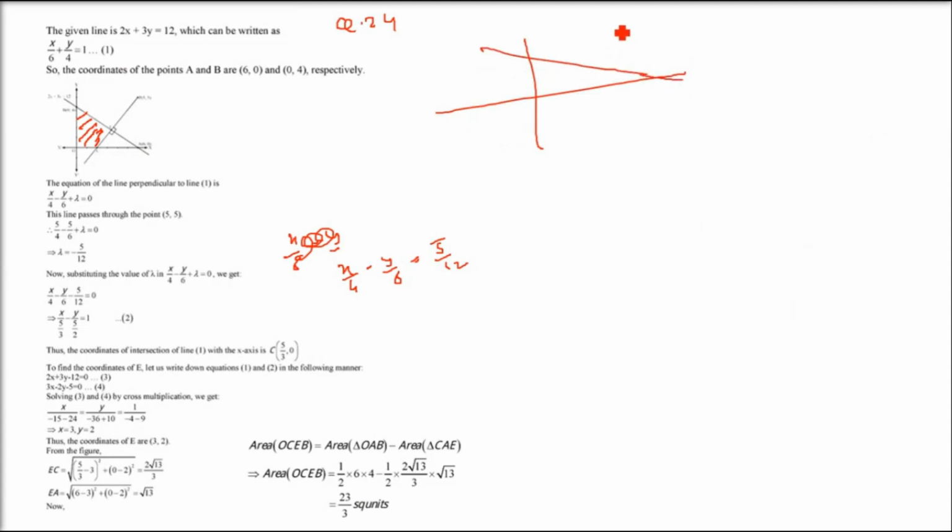I'm saying that this line is coming from 5, 5. So the basic line was there, and we found the line which is perpendicular, passing through 5, 5. We put it here, divide by 5 by 12, and get the x and y intercepts. So this point we found, 5 by 3 comma 0, is this point. This is the second line, the perpendicular line intersecting. This we have already found: when x is 0, y is 4, and this is 6, 0, where x is 6 and y is 0.